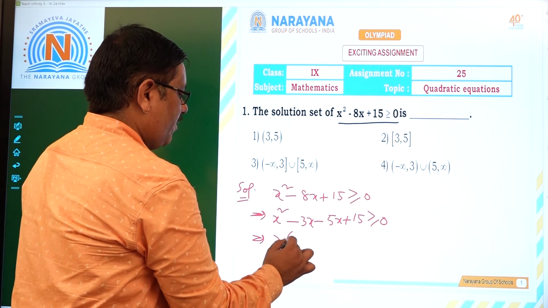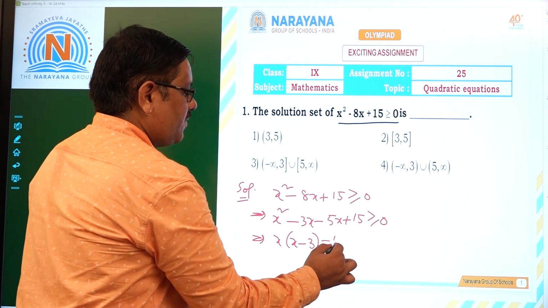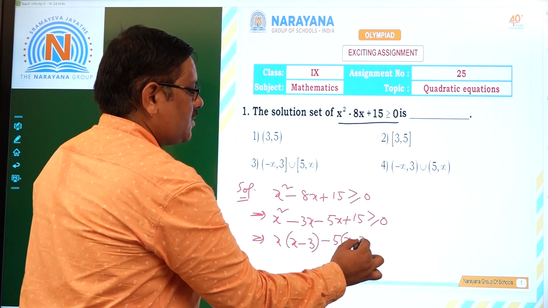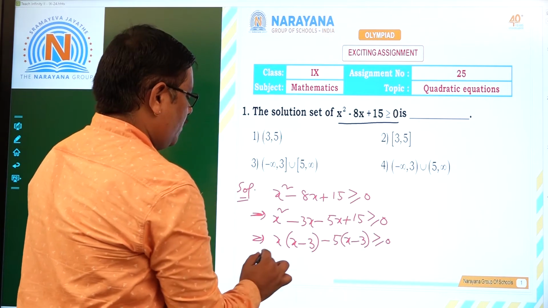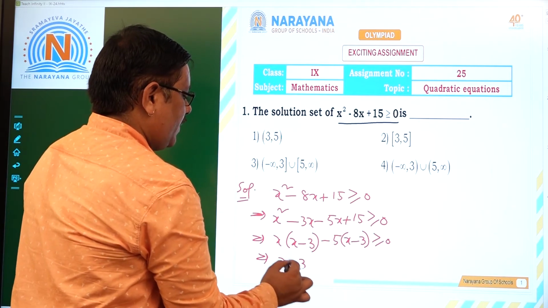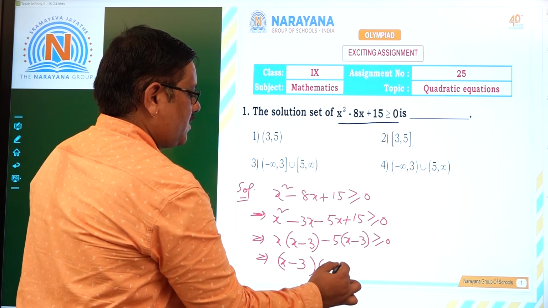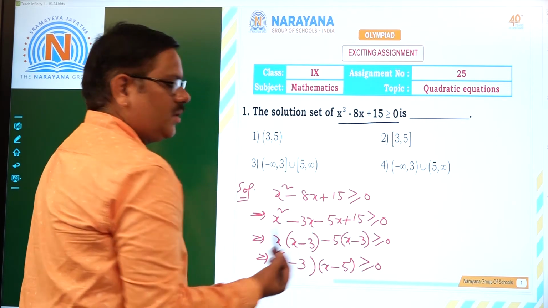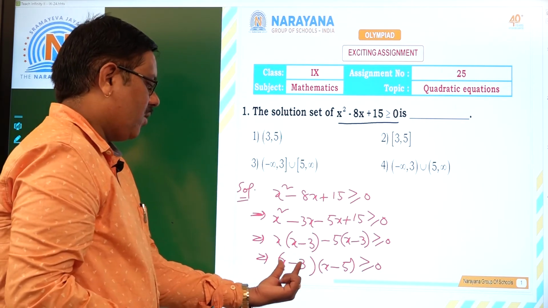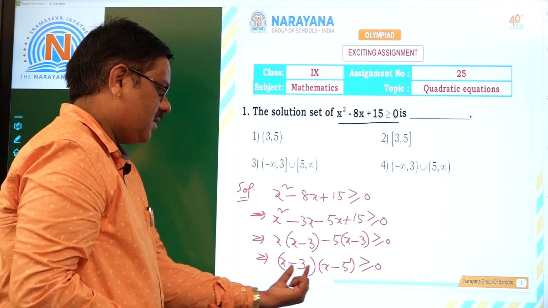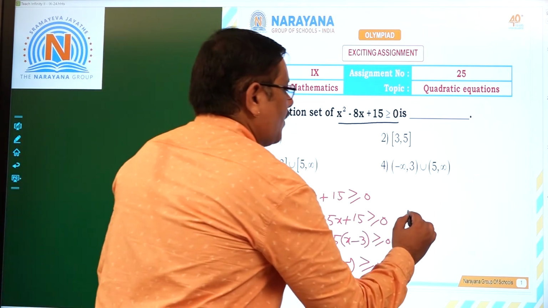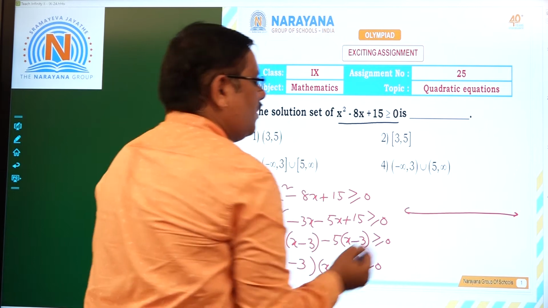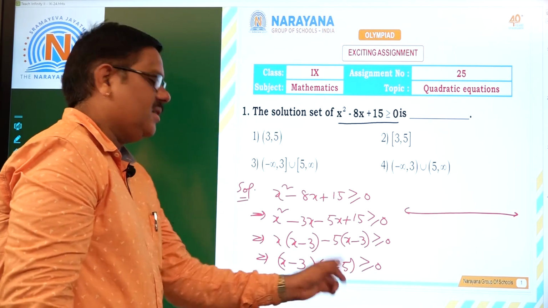So if you take x common, we have x minus 3. Minus 5, if you take common here, you are going to have x minus 3 greater than or equal to, that is otherwise x minus 3 times x minus 5 greater than or equal to 0. Okay? If you have the product of linear factors here, x minus 3 and x minus 5 greater than or equal to 0. Now, what are the values of x that justify this inequality?